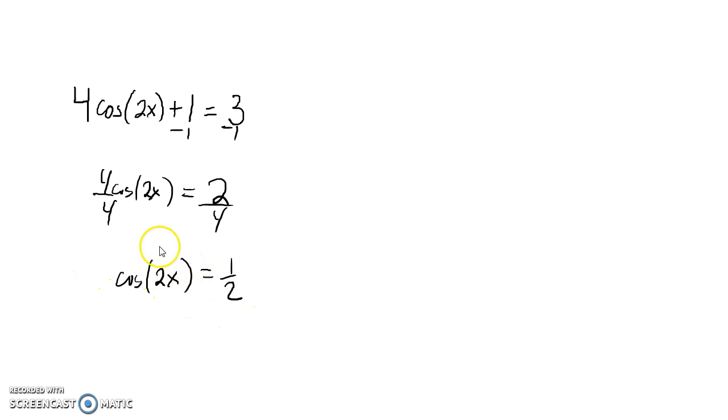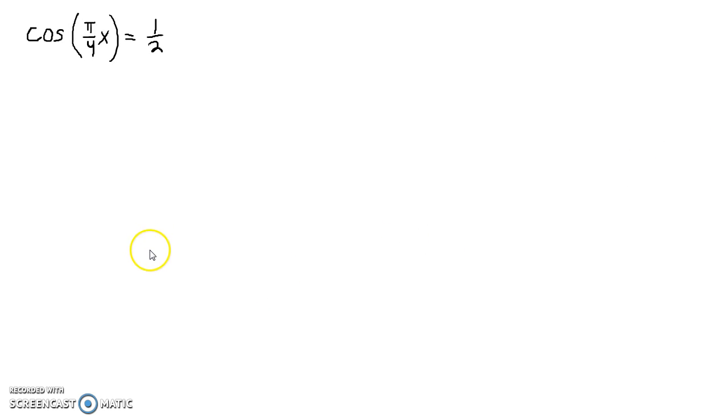And so you want to get the cosine or trig function by itself on one side equaling a single number. That's always going to be the place you want to start. So now let's look at an equation like this.